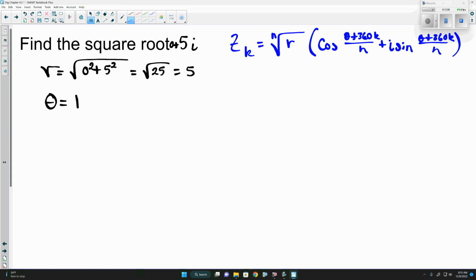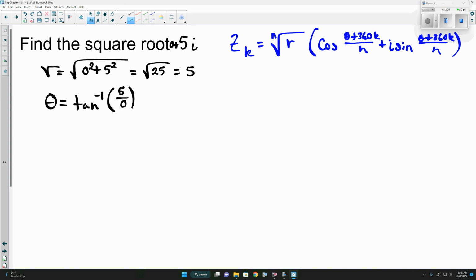Theta is equal to tangent inverse of b over a. Could I even try plugging this into the calculator? Well, no, right? Because 5 over 0, we can't divide by 0. The calculator is going to freak out and not want to do it.